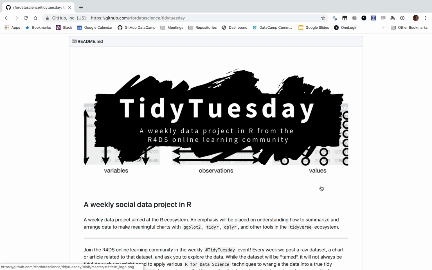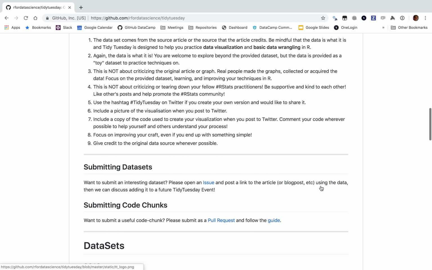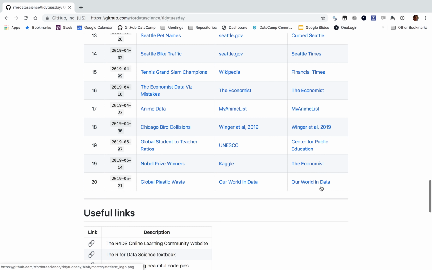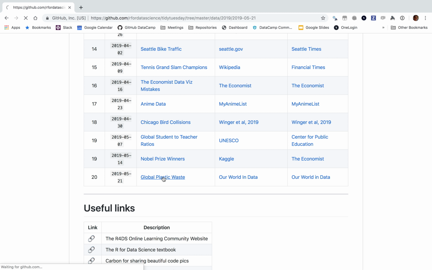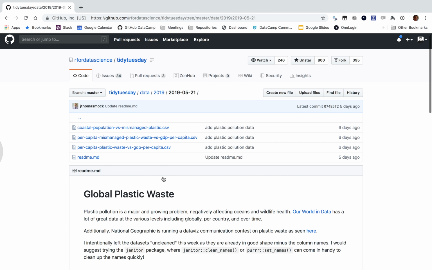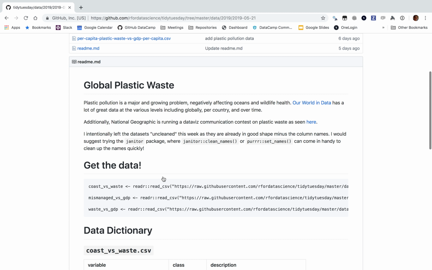It's a great project run by the R for Data Science online learning community that every week releases a new data set. So let's see what data set I have this week. Looks like it's global plastic waste. All right, so we're looking at plastic pollution. We might be making a map today.